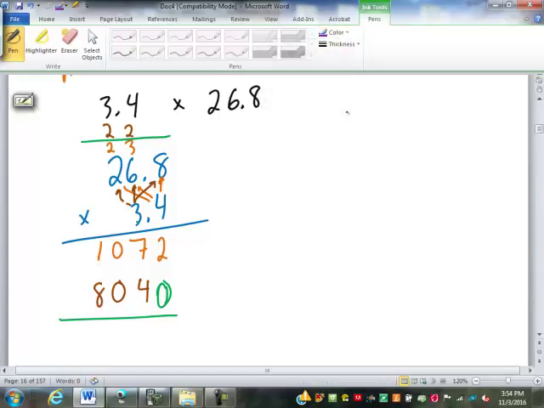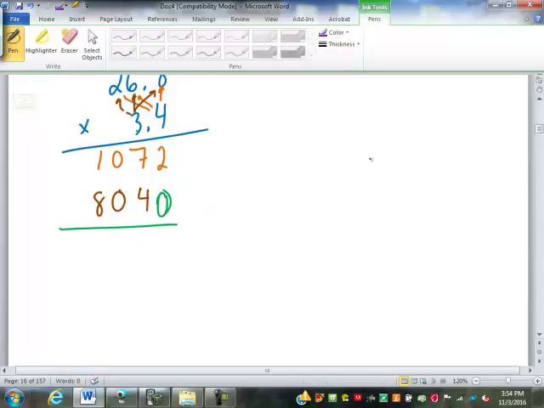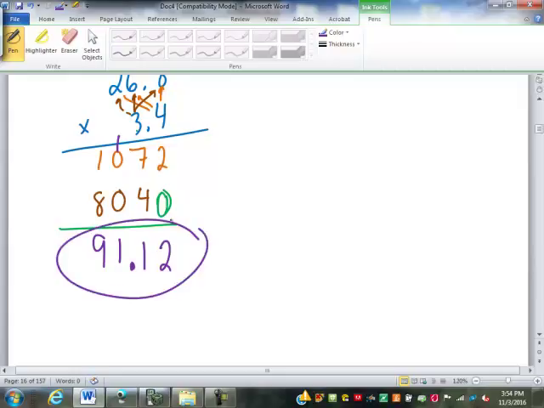And now we can just go ahead and add down the columns. 2 and 0 make 2. 7 and 4 make 11, carry the 1. 1 and 9. Where does the decimal point have to go? Between the 1s. So we're at 91.12. Good deal.